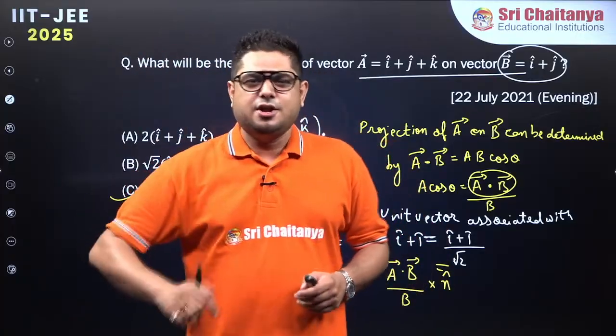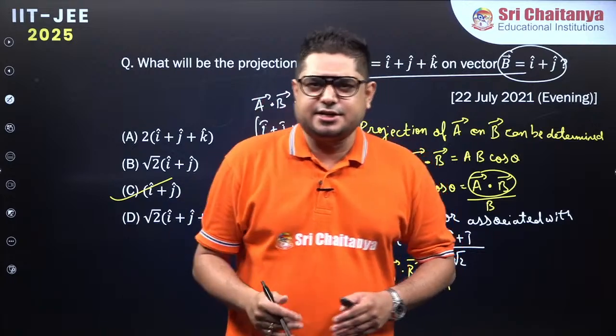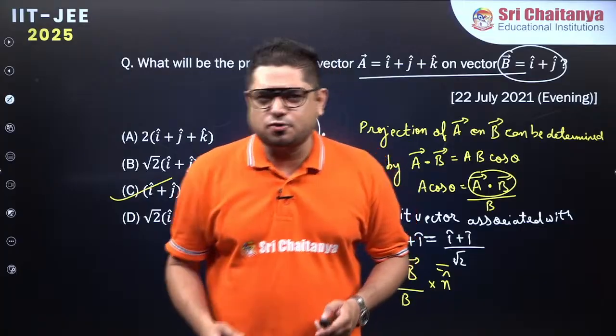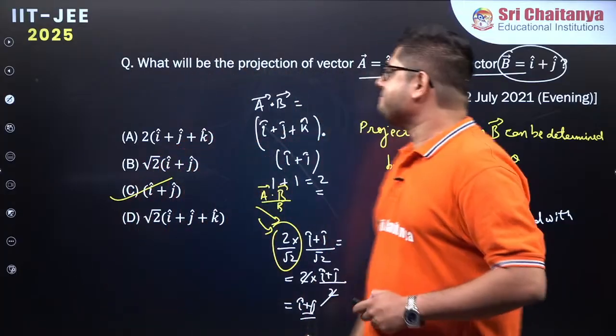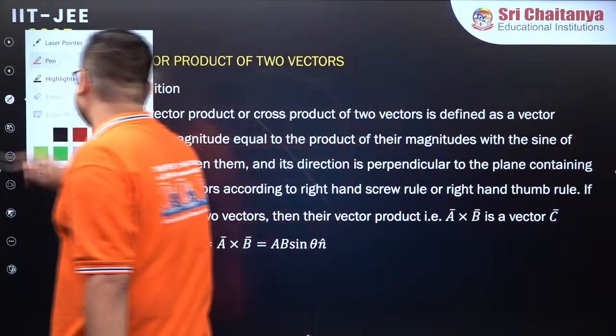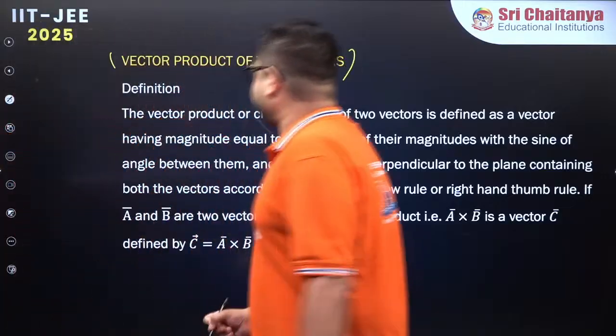Yesterday, if you can recall, one question we already solved which included the concept of cross products, isn't it? A cross B is AB sin theta. So that's what we would like to find out over here. Okay, so now you can write down vector product of two vectors. That's today's topic, vector product of two vectors.